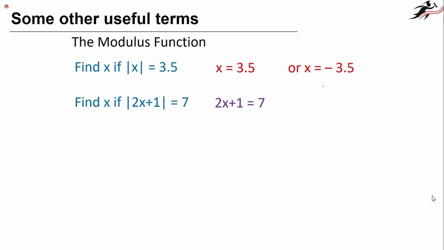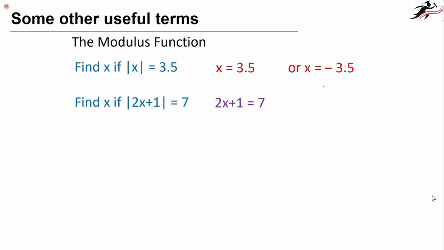So, if mod of 2x plus 1 equals 7, then there are two choices. Either 2x plus 1 equal to 7 or 2x plus 1 equal to -7. Just the way I split above, when mod x equal to 3.5, I said x equal to 3.5 or x equal to -3.5. Similarly, here I can say 2x plus 1 is 7 or 2x plus 1 is -7.